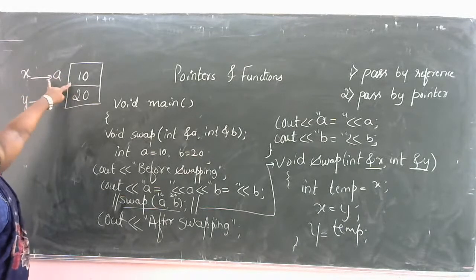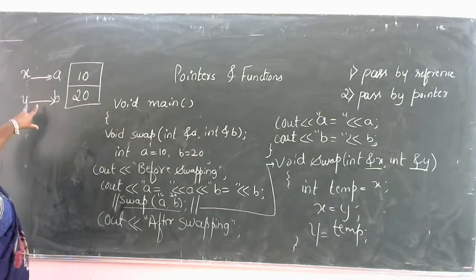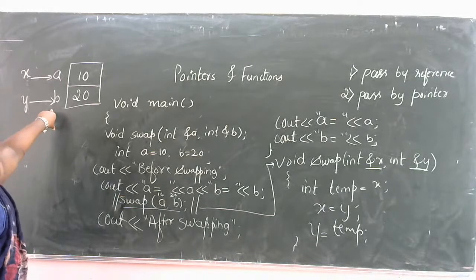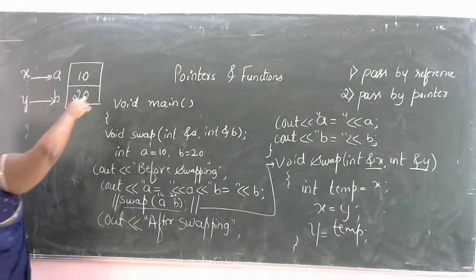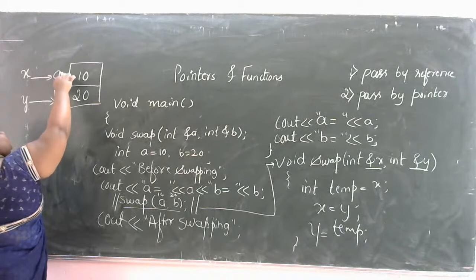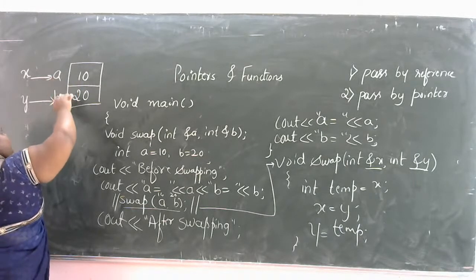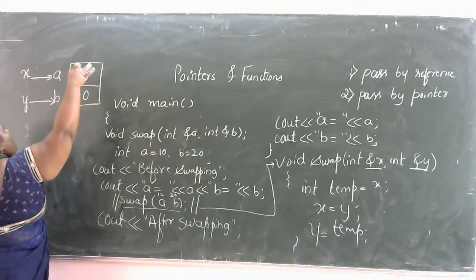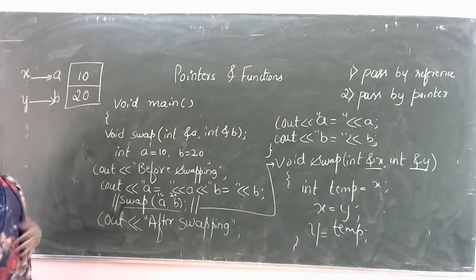This memory has two names, that is X and A. This memory has two names, that is Y and B. &x and &y mean it's a reference. They are referencing the same memory locations, that is A and B. They are alias names for your A and B. This is similar to one person with two names. Here one memory block has two names, that is X and A.